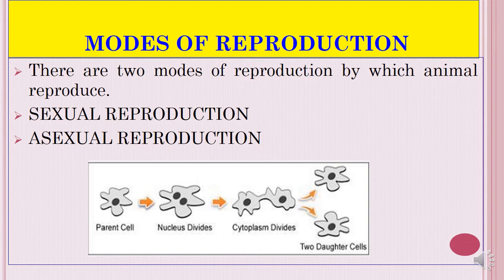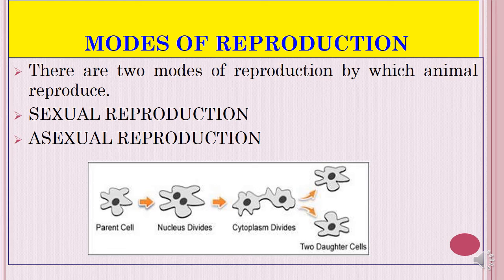Asexual reproduction. In asexual reproduction, a single parent produces its own kind. It does not require the help of another kind. Example: amoeba, yeast, hydra, etc. reproduce by asexual reproduction. The offspring produced by asexual reproduction are identical to the parent and are called clones.